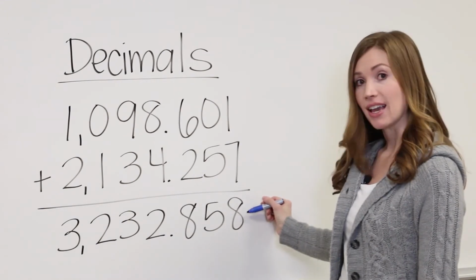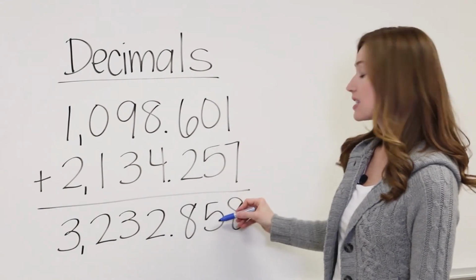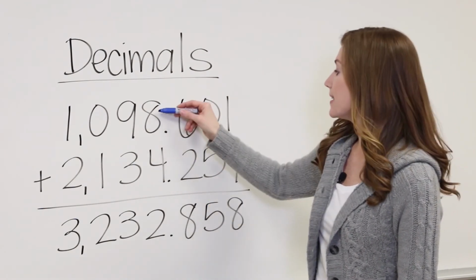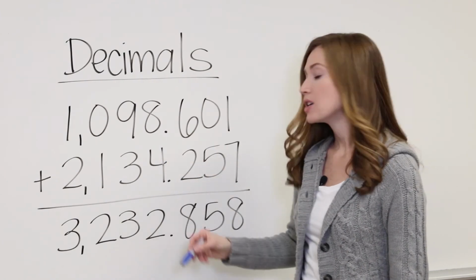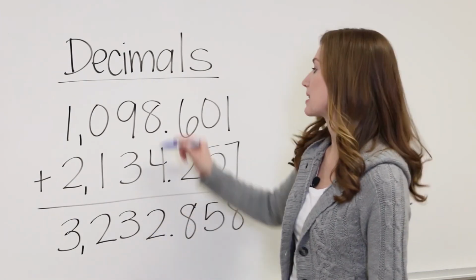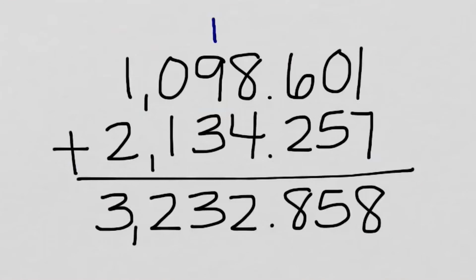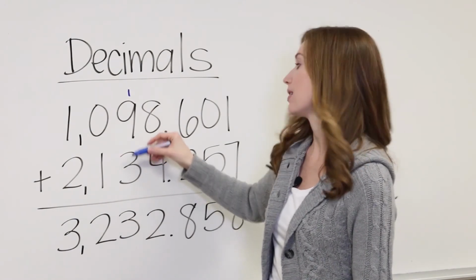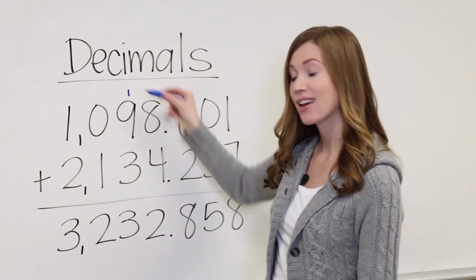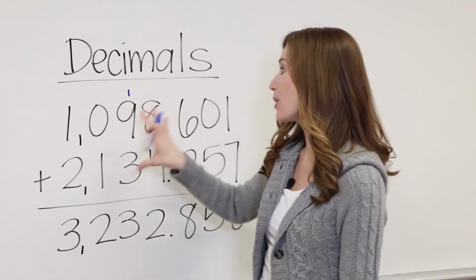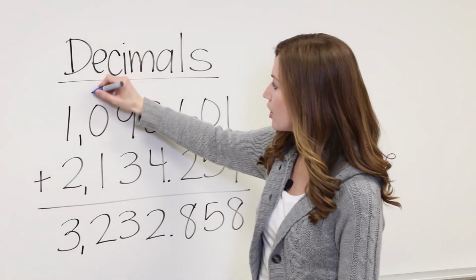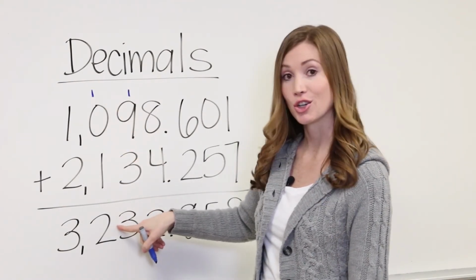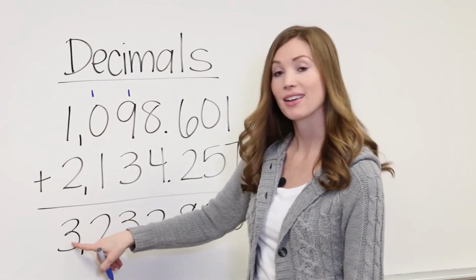1 plus 7 is 8. 0 plus 5 is 5. 6 plus 2 is 8. 8 plus 4 is 12. So we have to write the 2 in the ones place, but carry the 1, that bundle of 10, into the tens place. Now we have 9 plus 3, which is 12, plus 1, which is 13. We write our 3 in the tens place, but now we have 10 tens, and we need to take that bundle over to the hundreds place. And 1 plus 1 is 2, and 1 plus 2 is 3.